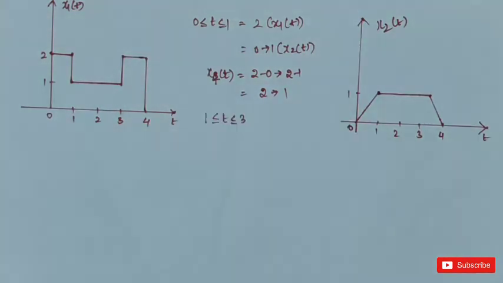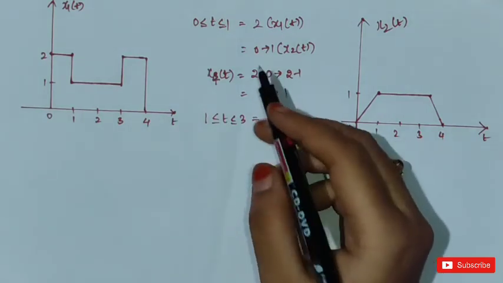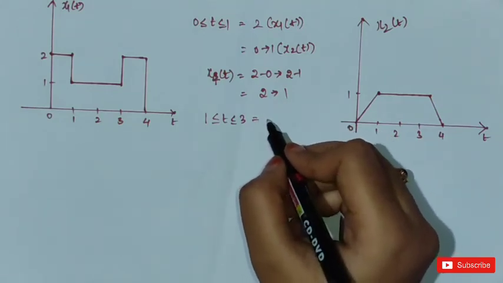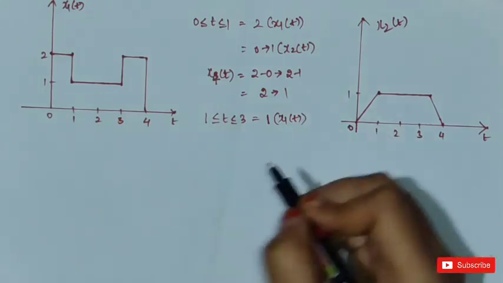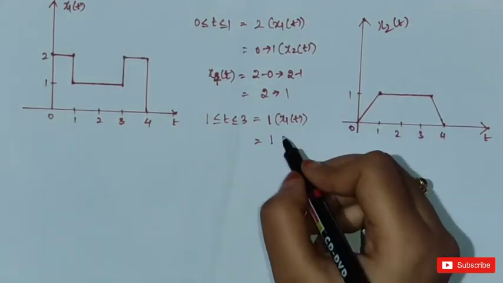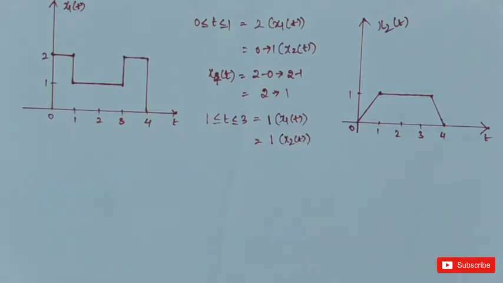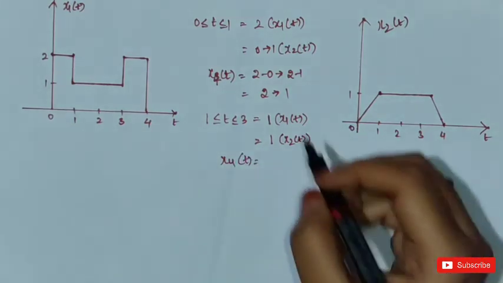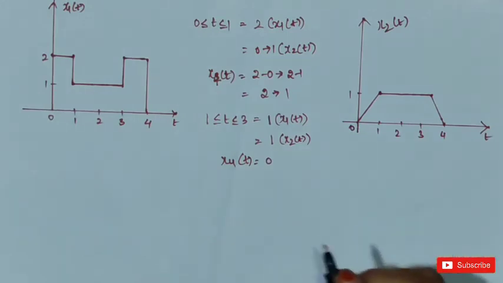Again, let us consider the interval 1 to 3. In x1 of t, in between the interval 1 to 3, the amplitude value is 1. In x2 of t, the amplitude value is also 1. Now we have to find x4 of t. It is obtained by x1 of t minus x2 of t. 1 minus 1 is nothing but 0.